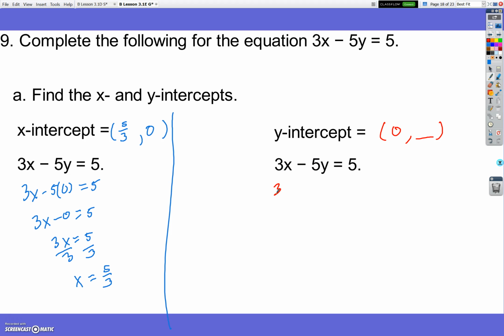So remember, if I just plug in 0 for x, it goes away, and so you can kind of start to see a shortcut where you don't have to write all those steps. You can kind of just ignore it and just write negative 5y is equal to 5. So then when I divide both sides by negative 5, I'm going to be left with y equals negative 1. So now I have my 2 points, 5/3, 0 and 0, negative 1.